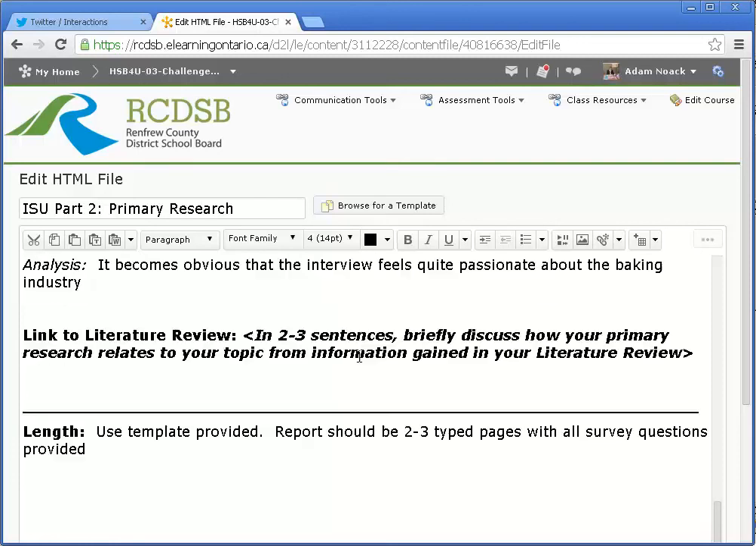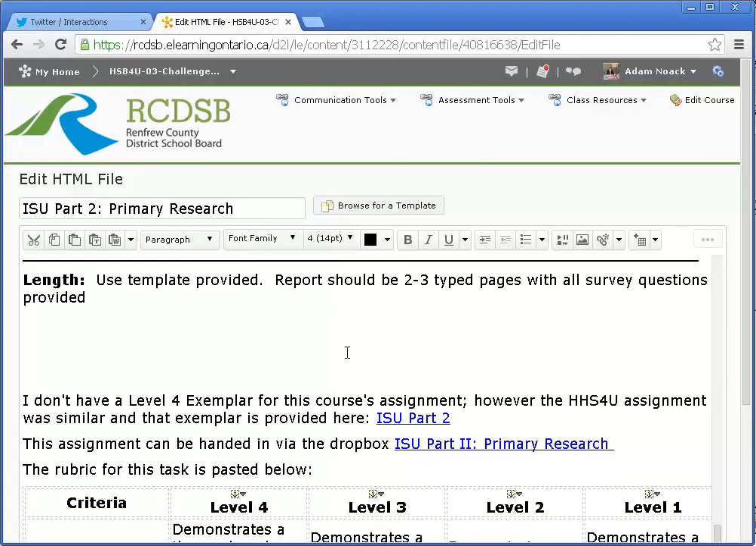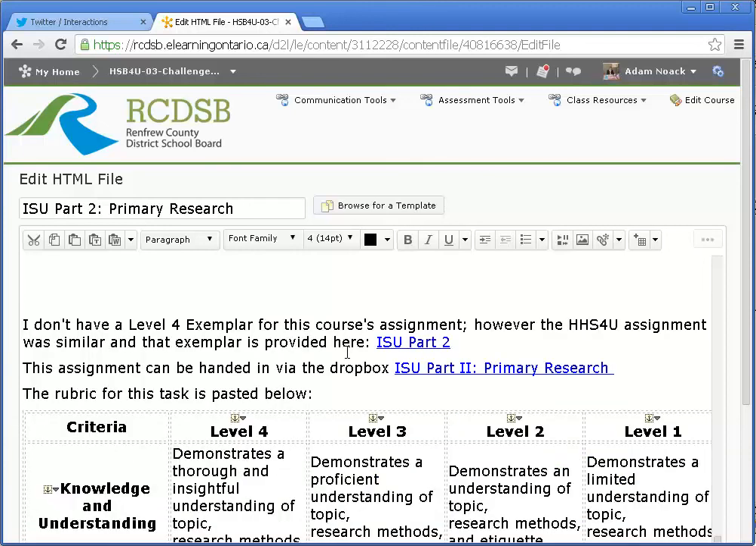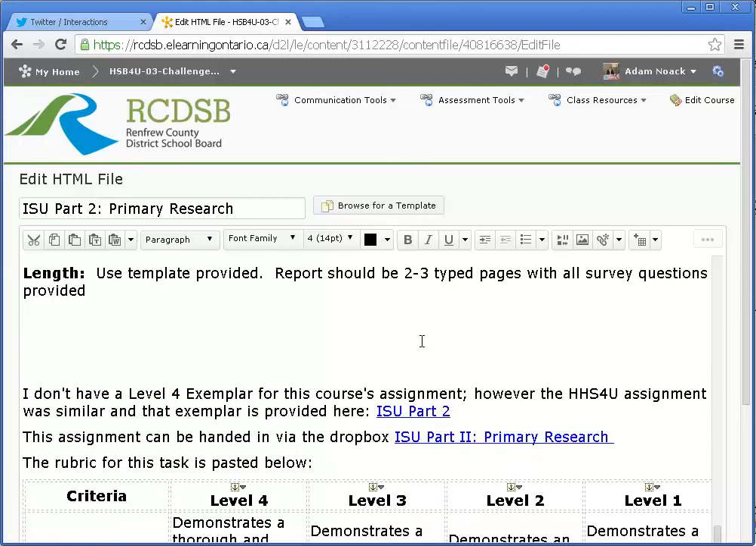Okay, so I'm thinking it's about 2 to 3 typed pages with all the survey questions provided. If your graphs are big, that's going to distort how big your actual paper is. Now, I don't have a level 4 exemplar for this course, but I do have one from the HHS course. So you can take a look at that, and that should help you understand what I'm looking for. Okay, and there's the Dropbox. I'll type up the survey rules, things that you need to look for here.